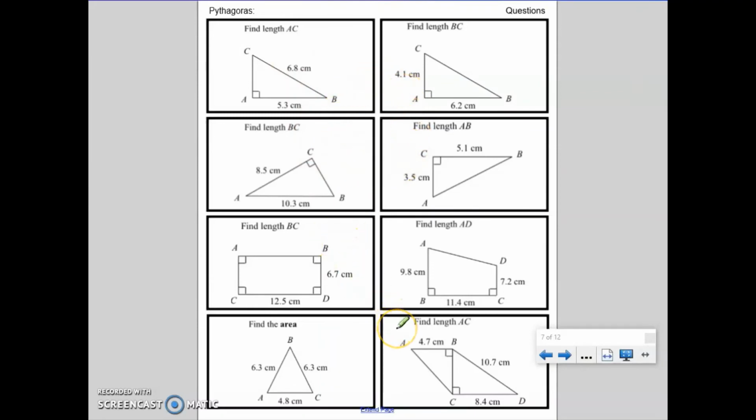Questions 5 to 8 get a little bit trickier and just need you to apply a little bit of problem solving, a little bit of knowledge, but also Pythagoras' theorem to get your final solutions. If you could pause the video at this point and have a go at all 8 exam questions.